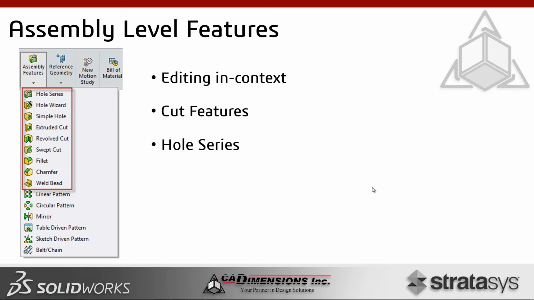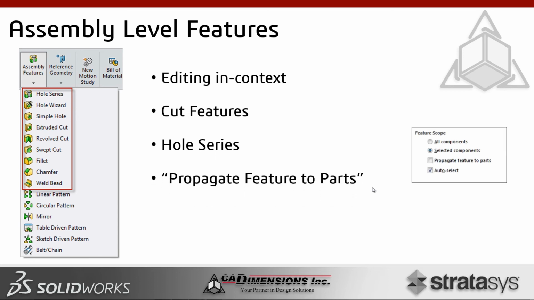Now, one of the big and main key things regarding assembly level features is your option to propagate feature to parts.